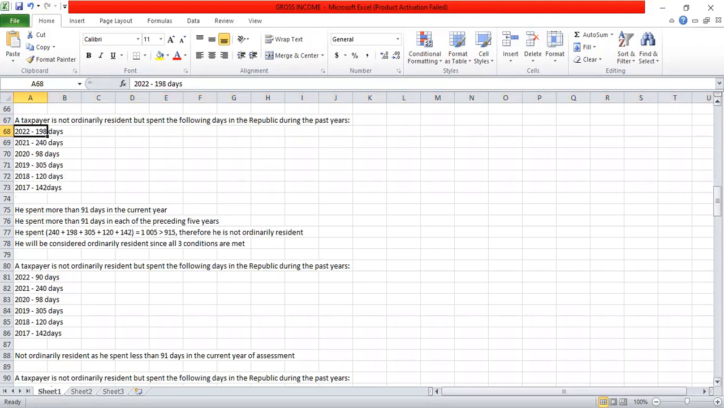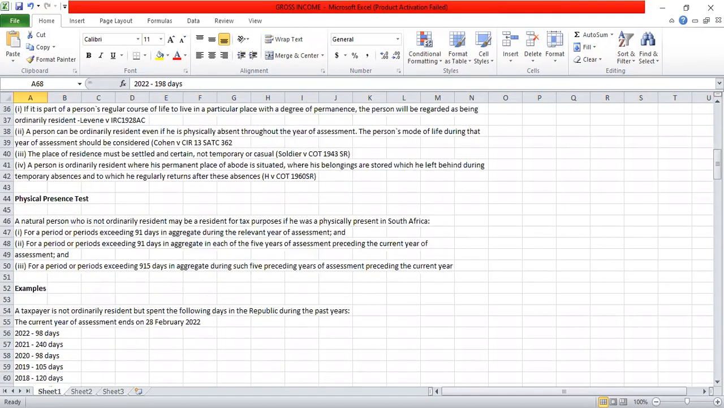Can you just read this? Can I interject? Can you please go up? Yes, on the first example. Here, the first one. For a period exceeding 91 days during the relevant year of assessment.